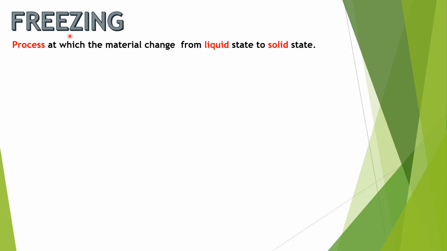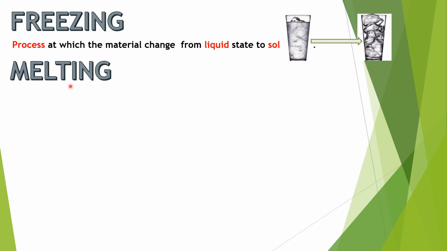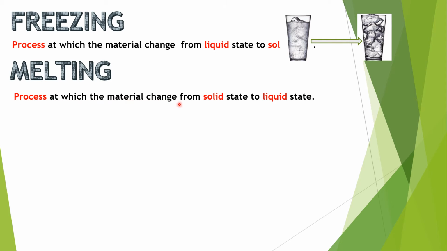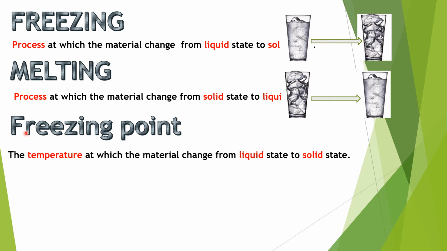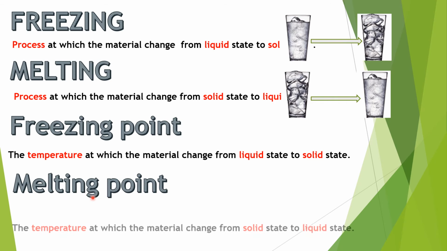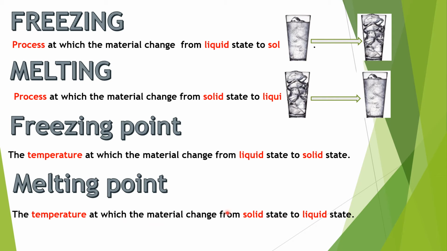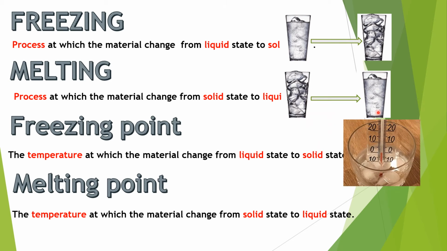Freezing. What is the meaning of freezing? It is the process at which the material changes from liquid state to solid state. Melting. It is the process at which the material changes from solid state to liquid state. Freezing point. It is the temperature at which the material changes from the liquid state to the solid state. Melting point. It is the temperature at which the material changes from the solid state to the liquid state.